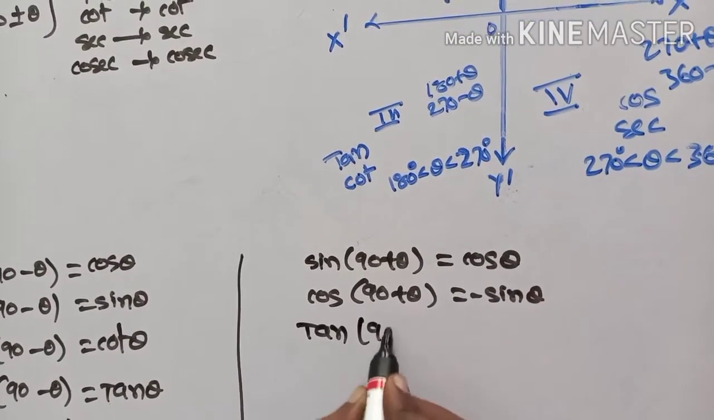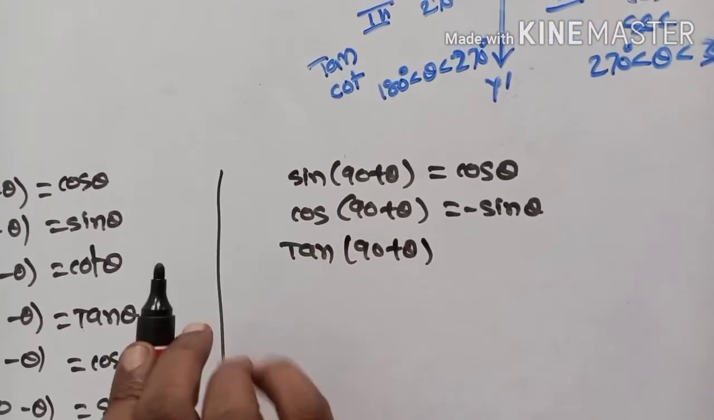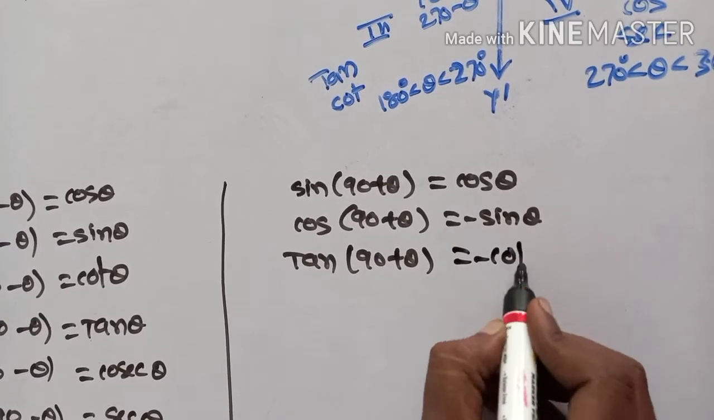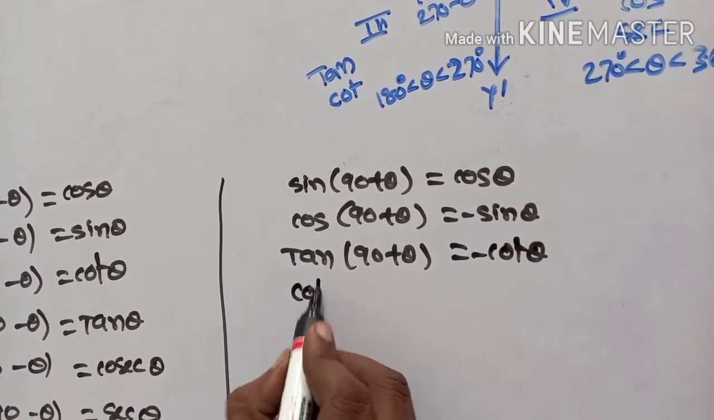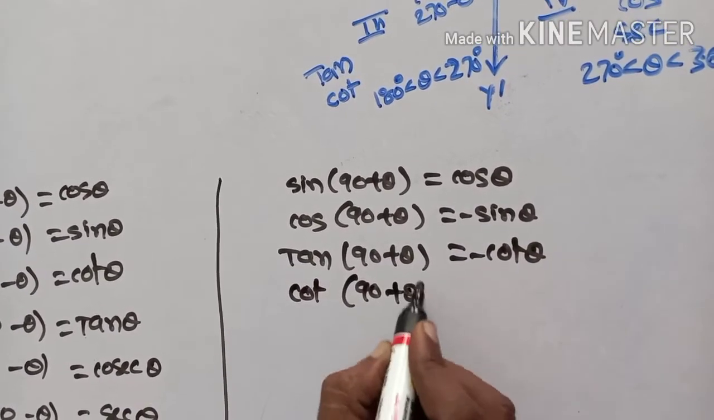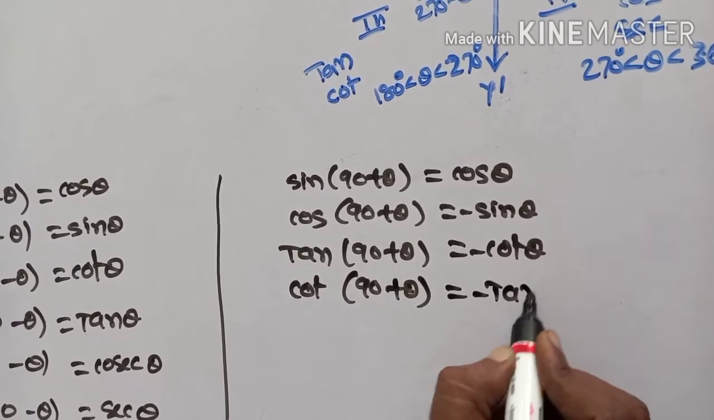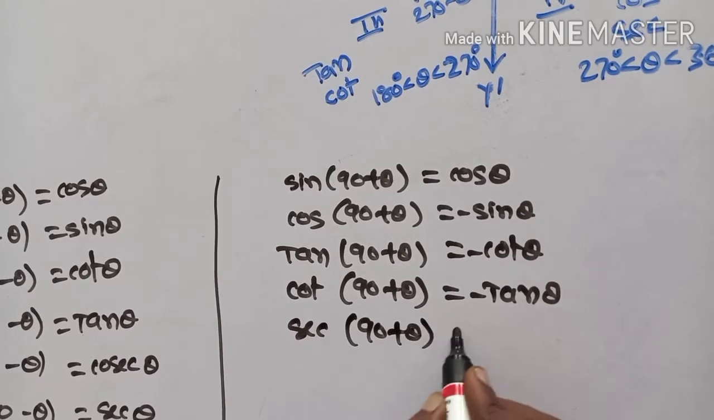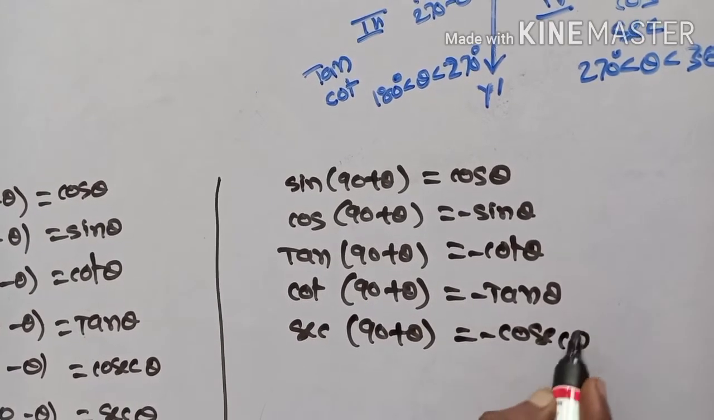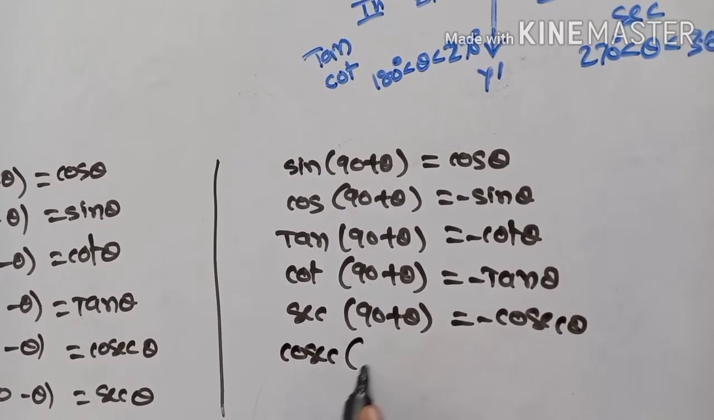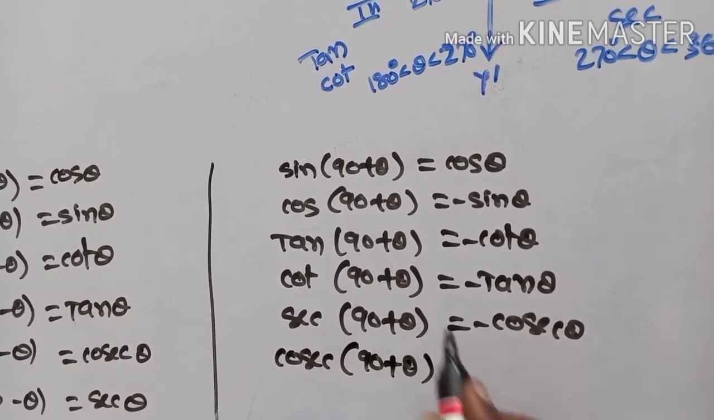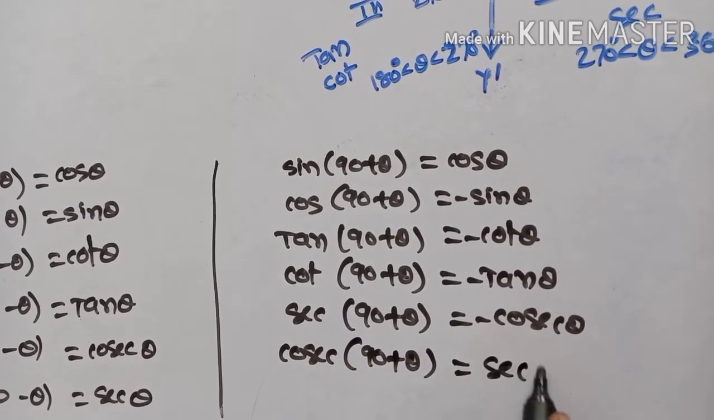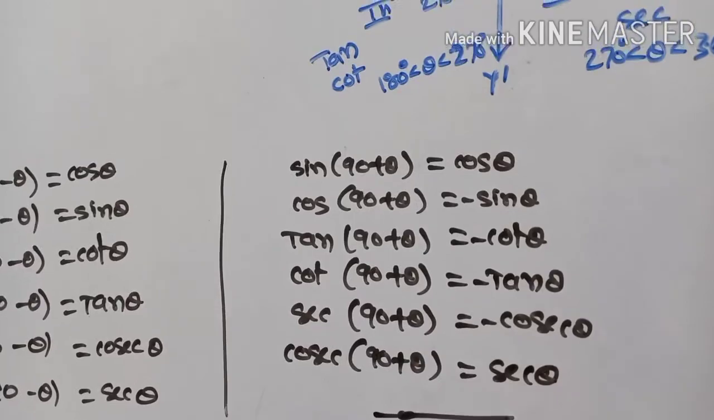Tan of 90 plus theta. Only sine and cosec are positive, so minus cot theta. Cot of 90 plus theta is minus tan theta. Sec of 90 plus theta is minus cosec theta. Cosec of 90 plus theta lies in the second quadrant, positive, so sec theta. That's enough.